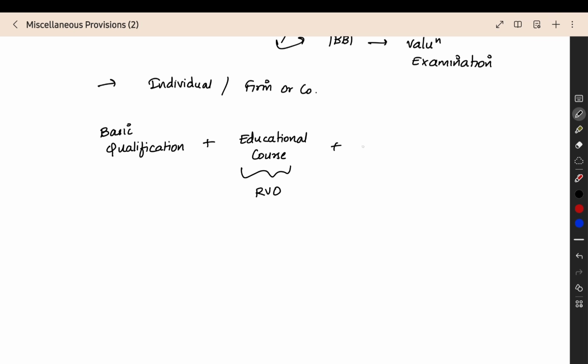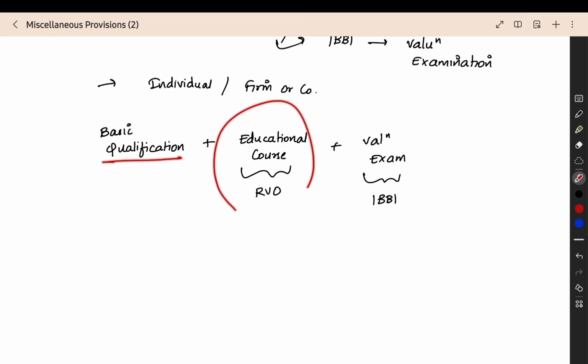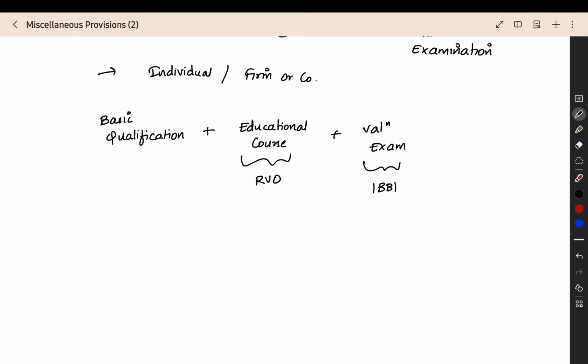Now, after that you have to pass the valuation examination. This valuation examination will be conducted by IBBI or any other agency appointed by IBBI. So basic qualification plus the educational course plus the valuation examination, you can become a registered valuer. Now we can see the registered valuer provisions one by one.